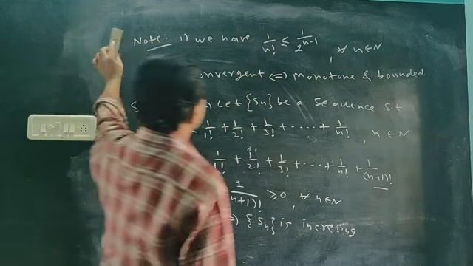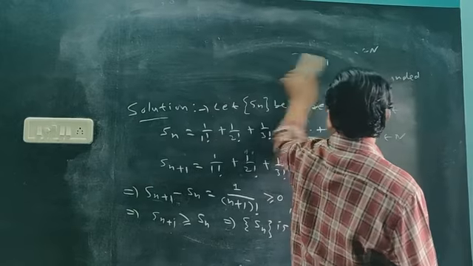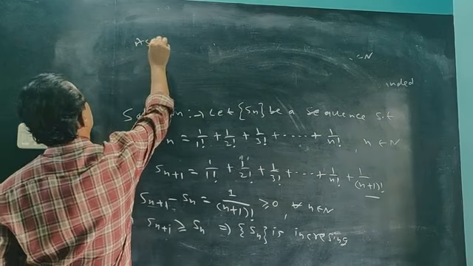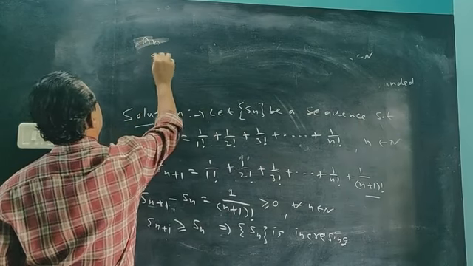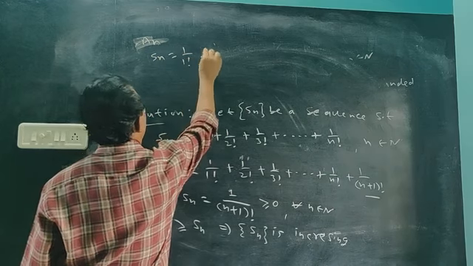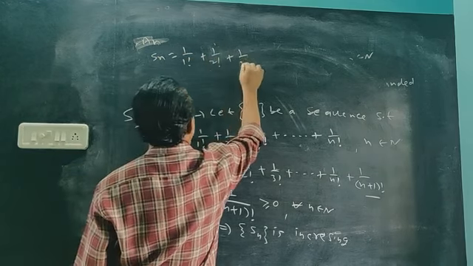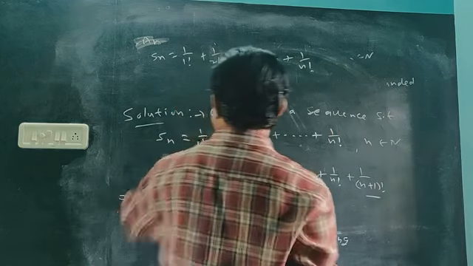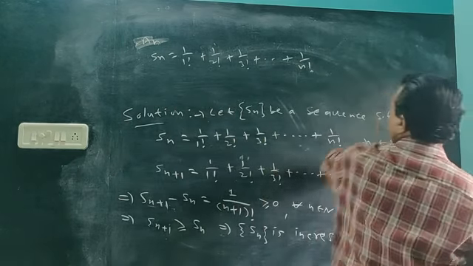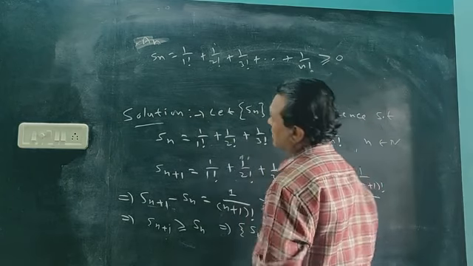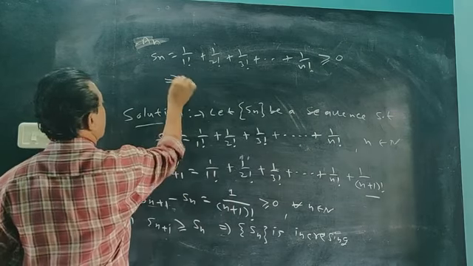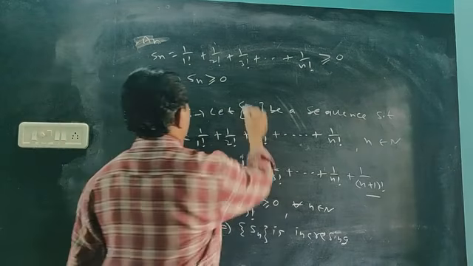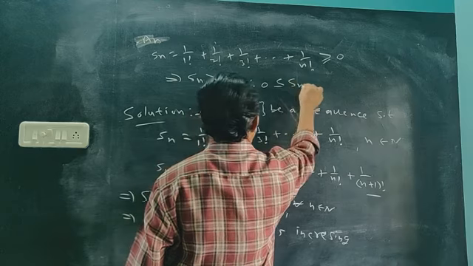The second point is that it is bounded, it lies between. Sn is 1 upon 1 factorial, 1 upon 2 factorial, 1 upon 3 factorial, up to 1 upon n factorial. So factorials are always positive. The factorial of every integer is positive. This is positive values. That means Sn is positive, greater than 0. So the sequence Sn is greater than 0.